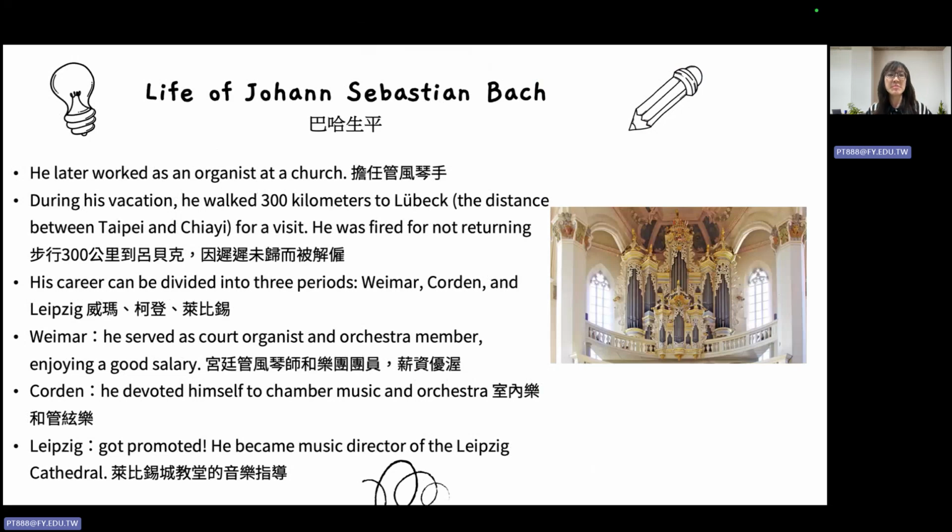And his career can be divided into 3 periods: Weimar, Cöthen, and Leipzig. The first one is Weimar. He served as a court organist and orchestra member, so he enjoyed a good salary there. And the second period is Cöthen. He devoted himself to chamber music and orchestra. 这时候就是第二个时期，就是着重在室内乐和管弦乐。And the third period, Leipzig, he finally got promoted, so he became the music director of the Leipzig Cathedral.